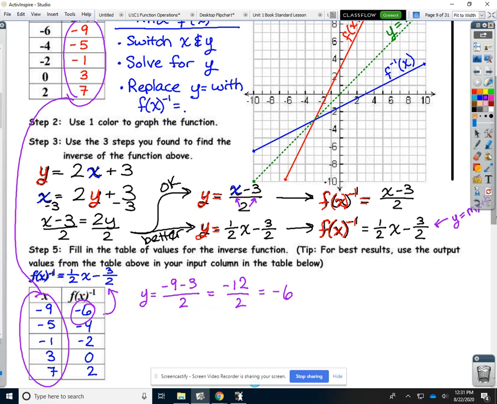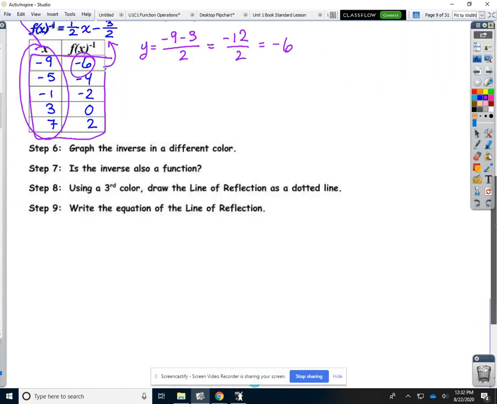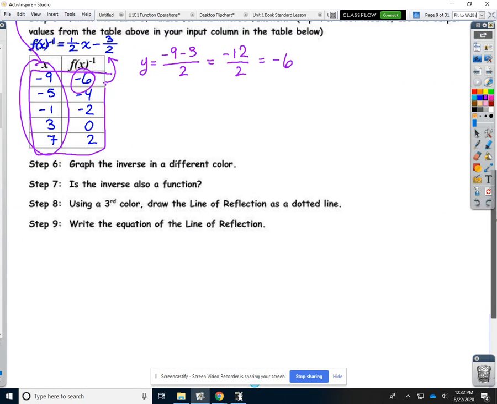After you finish that, you would plot all of the points in this table right here, all of these coordinates: negative 9, negative 6, negative 5, negative 4, negative 1, negative 2, and continue to plot the points, and you'll end up with the blue line, which is the inverse of x. What you should have learned last night is, if we graph the inverse in a different color, is the inverse also a function?